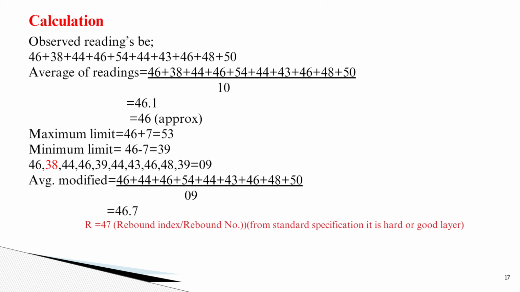The values which are lesser than 39 and greater than 53, we have to discard first. So from the observed readings, the value which is less than 39 is 38, and for values greater than 53, there are no readings. So the discarded value is indicated in red color. Discarding that value, you have to again take the average reading, that is the modified average. So the summation of all the readings excluding 38 divided by the total number of readings, that is 9, you will get 46.7. So the rebound index or rebound number will be approximately equal to 47.